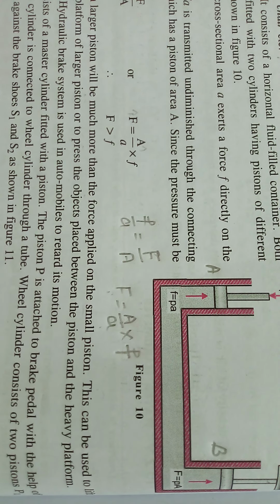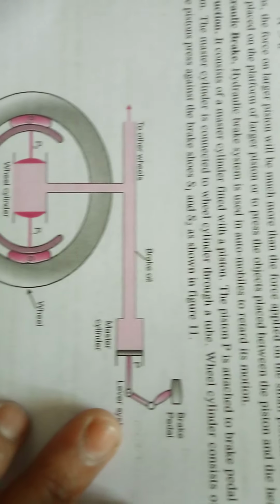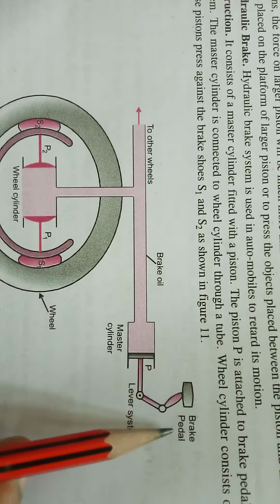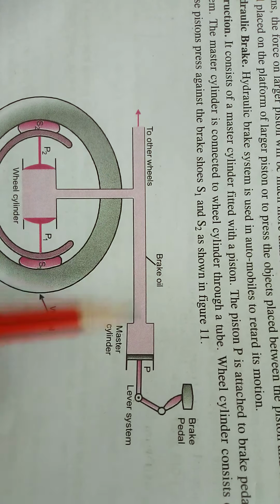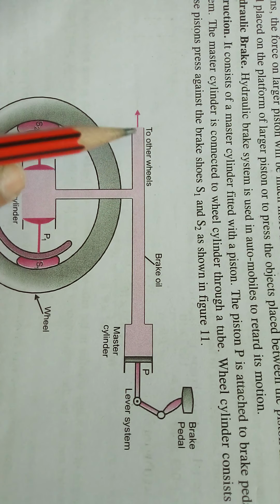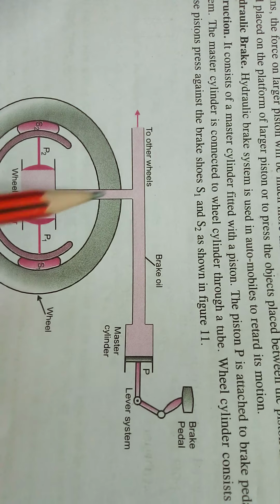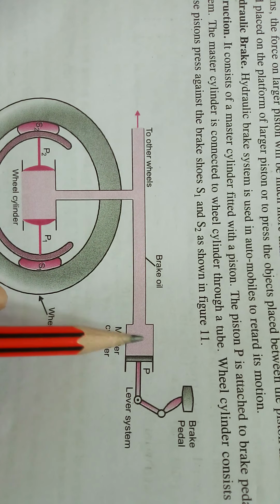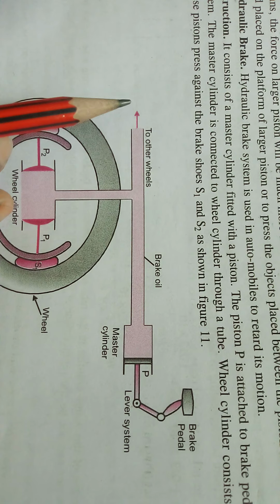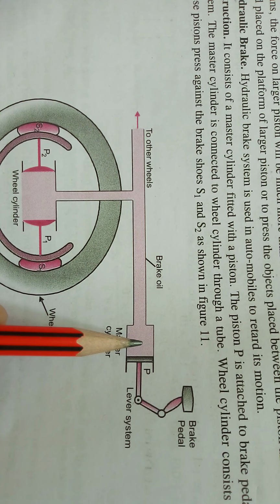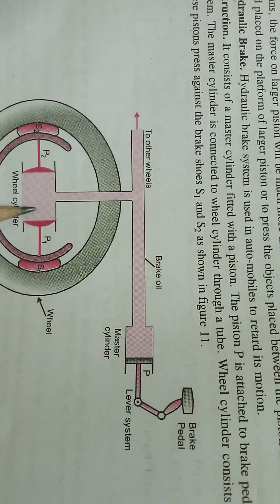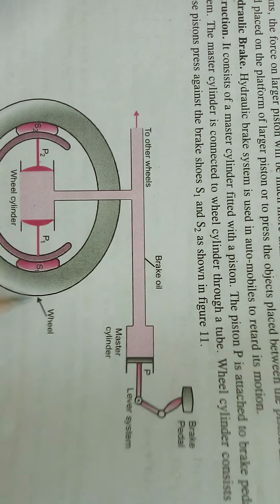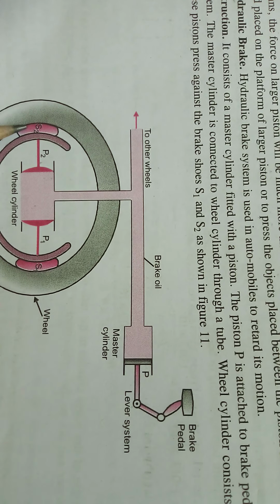Same way, hydraulic brakes are there. So students, this is your brake pedal. Clear? This is a lever system, this is the master cylinder, and this is a tube. This tube is also connected to the other wheels, though here we see only one wheel, and it is filled with brake oil. Here the wheel is there, and there is also a wheel cylinder where the two pistons are there, that is P1 and P2, and they are directly attached to the two shoes, that is S1 and S2.